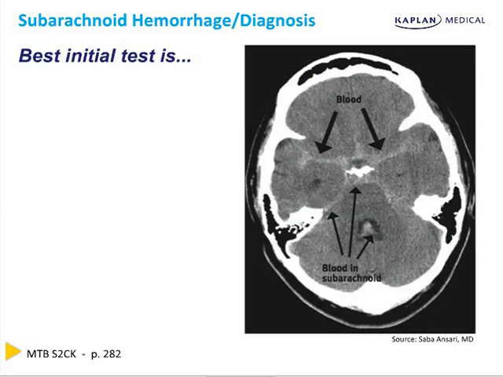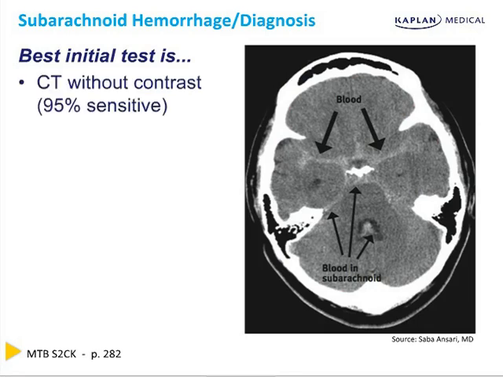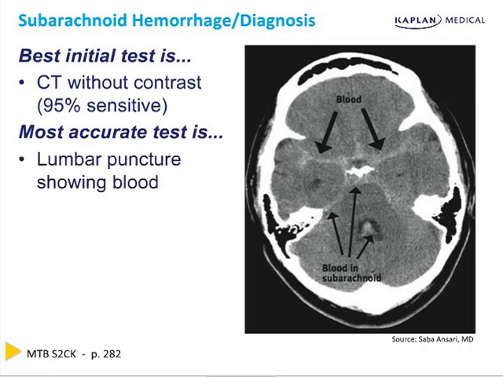The best initial test for subarachnoid is, well, what do you see on the right side of your picture? That is a CT scan without contrast. On the first day, you will see it in 19 out of 20 patients. It is 95% sensitive. Now, although the most accurate test is the lumbar puncture, you do not have to do the lumbar puncture in the majority of patients. Now, why don't you do it? It's not because they'll herniate. The most common wrong answer is saying don't do the lumbar puncture because they'll herniate.